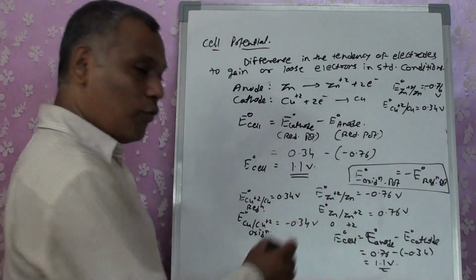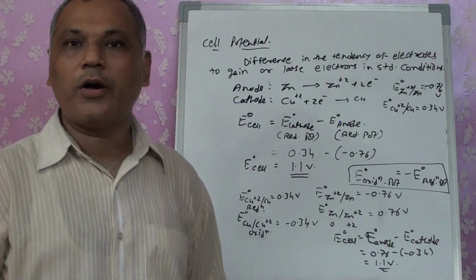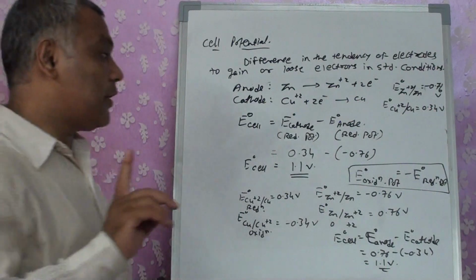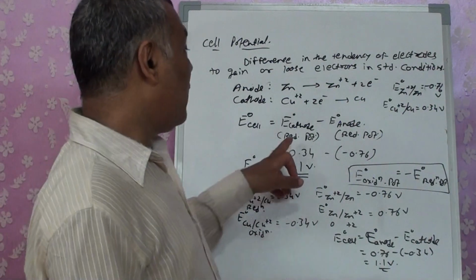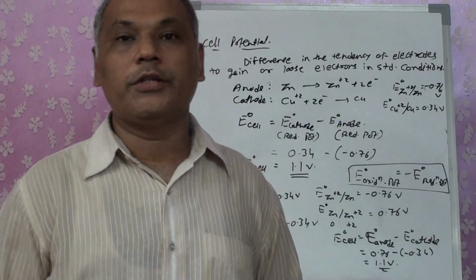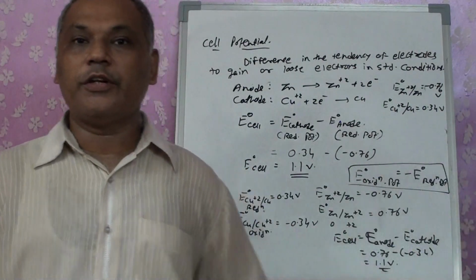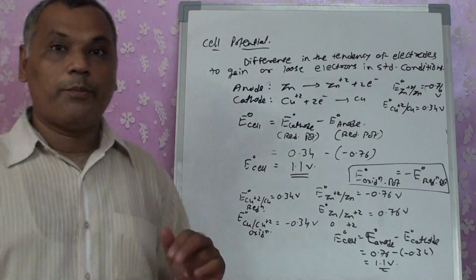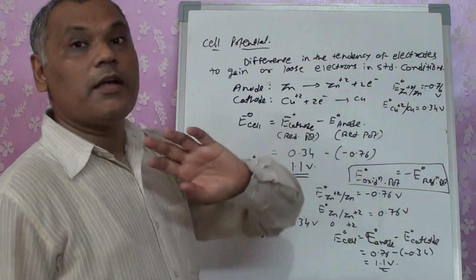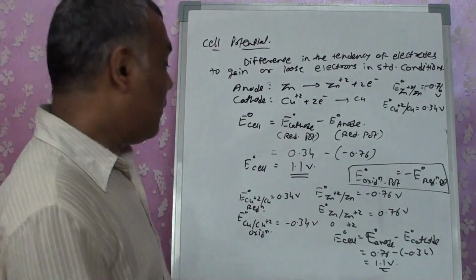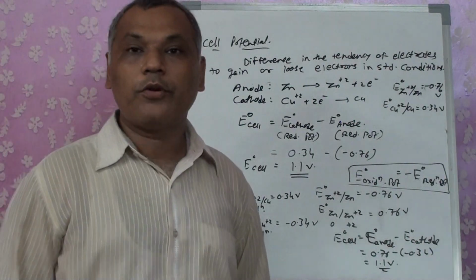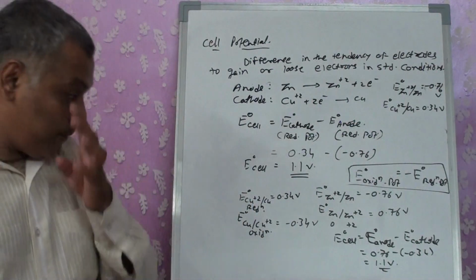So either of the formulas, either of the ways when you are calculating, the answers are going to be one and the same. But you have to be very, very careful that for both cases you are using reduction potentials. Though one is going for oxidation, one is going for reduction, the potential calculation is done as a difference in the tendency, and the tendency should be the same. That's the reason why both of them should be oxidation or both of them should be reduction.